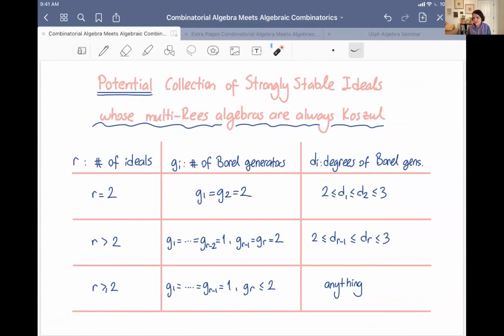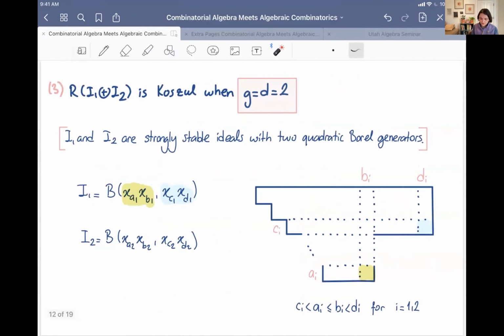You might find more examples violating causalness, but this is what we were able to clean up after those examples. I'm not going to get into the details of this table, but I'm just going to highlight the case that we consider as part of this project. So we're considering two strong and stable ideals, and each of them has two Borel generators, and they're generated in degree 2. So this is the case we consider after coming up with this table. And in that case, what we show is their Rees algebra is causal.